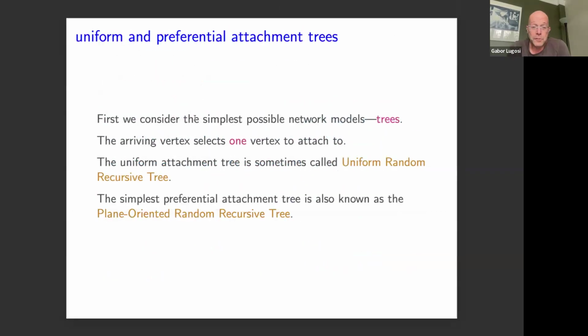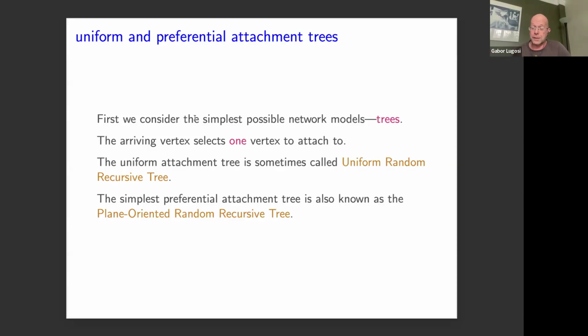The simplest of the simplest such networks are trees, when every vertex that arrives attaches only to one vertex. If we start with a single vertex, then of course cycles will never be formed, and the network stays connected, so what we have is a tree. In the uniform attachment model, this is called the uniform random recursive tree, and this tree has been studied a lot even outside of network science. Probabilists understand really well what these trees look like.